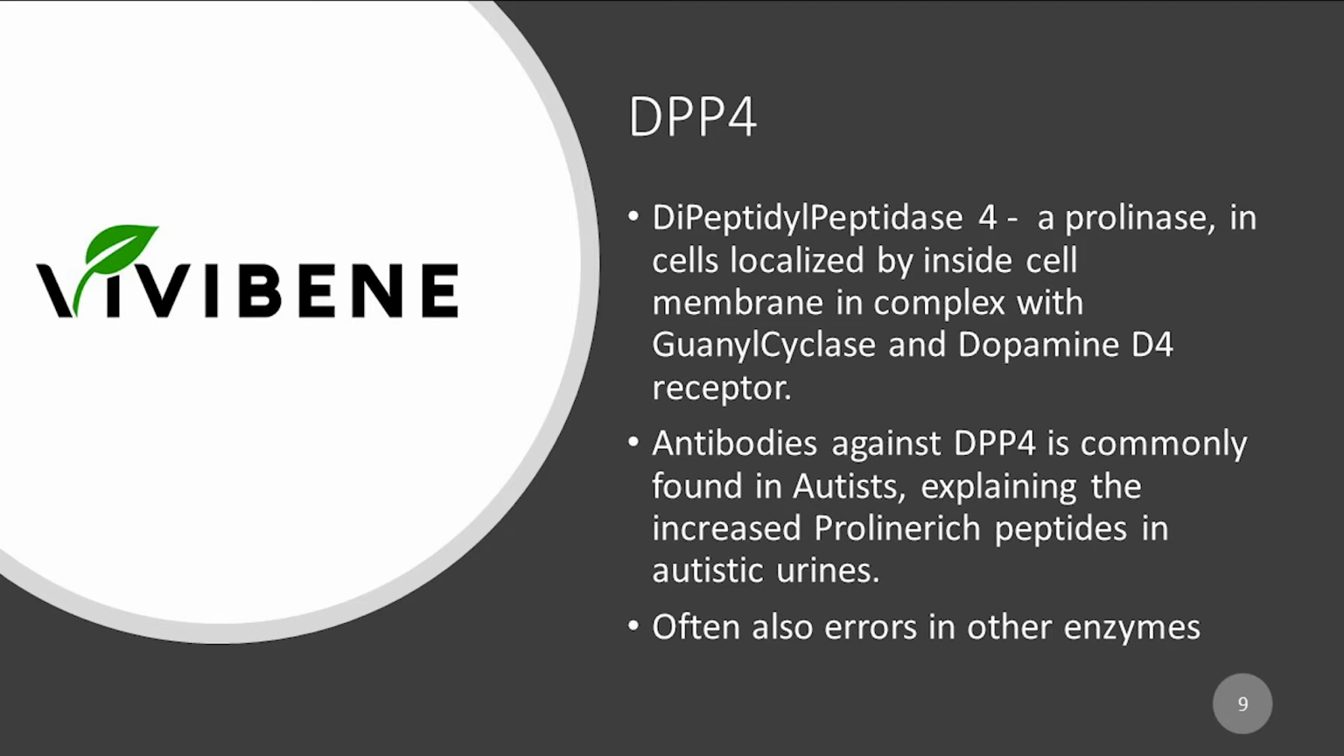It's bound into the inside of your cell together with guanyl cyclase and dopamine D4 receptor. And in autistic children, it's not too seldom found antibodies against this dipeptidylpeptidase 4, DPP4, explaining, or at least a possible explanation for why autists have increased amounts of proline-rich peptides in the urine.